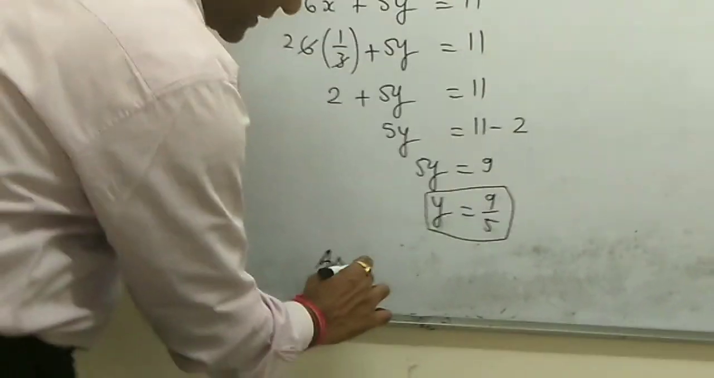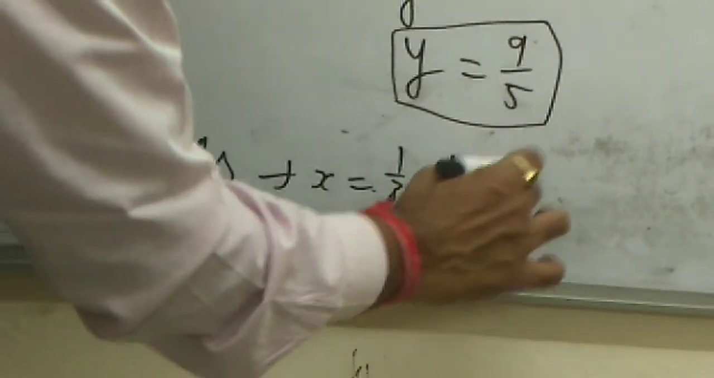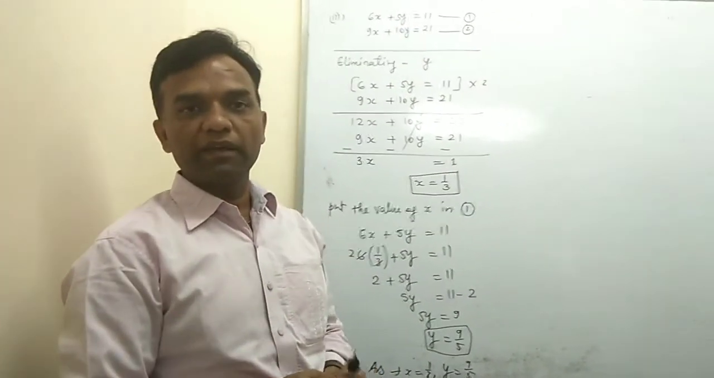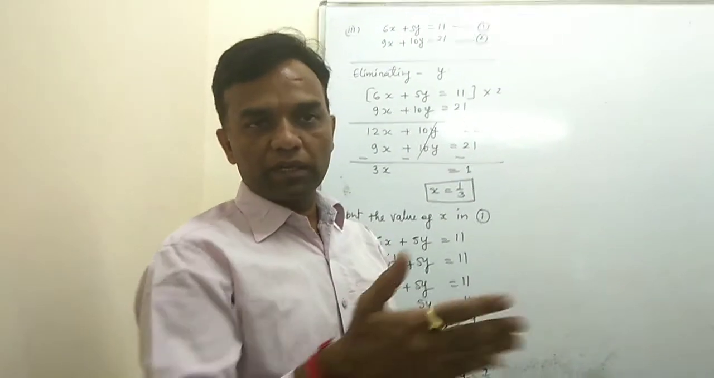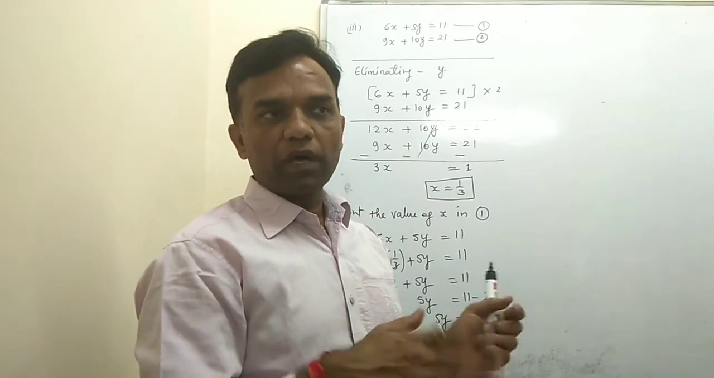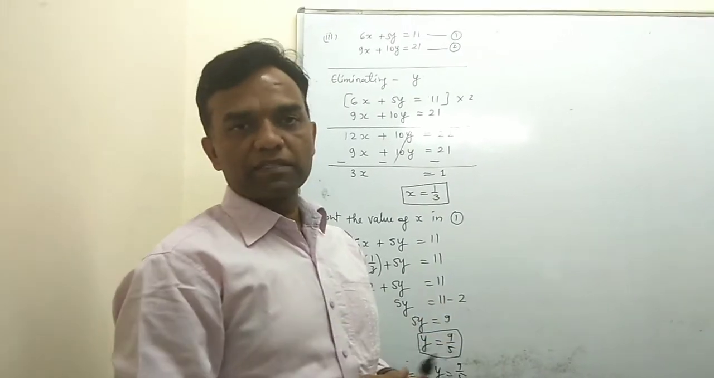So you write down the answer: x is 1 by 3 and y is 9 by 5. Okay, so that is very easy going. So in this question, one more concept you learn here. It is not compulsory to multiply your coefficients by cross multiplying always. First you see the condition of the coefficients. If another number can be multiplied and then make them the same, use that concept only.